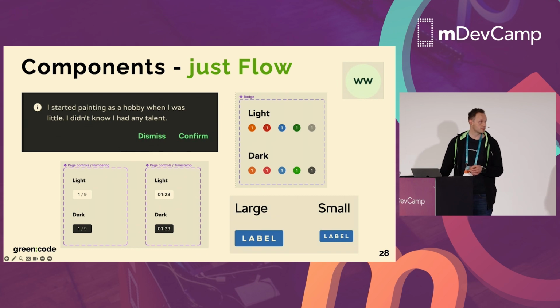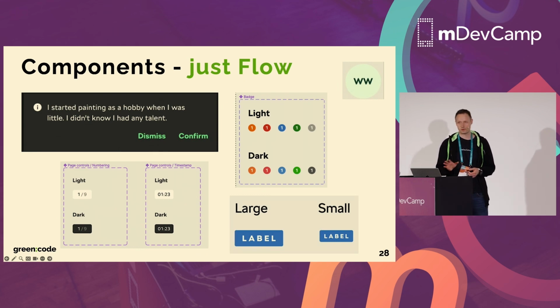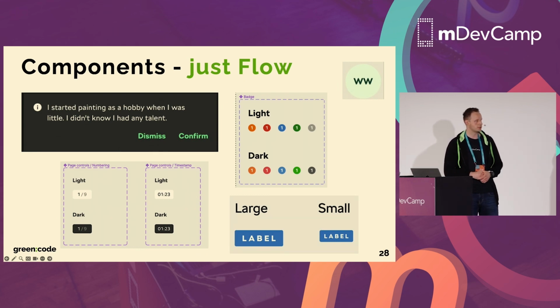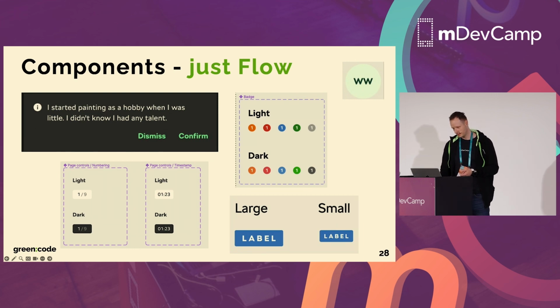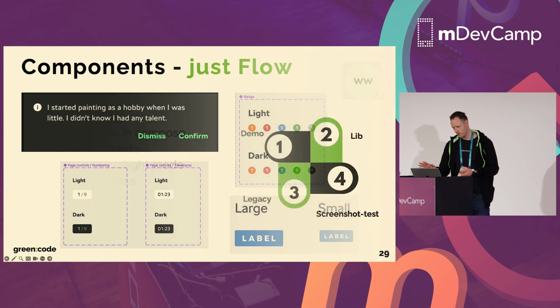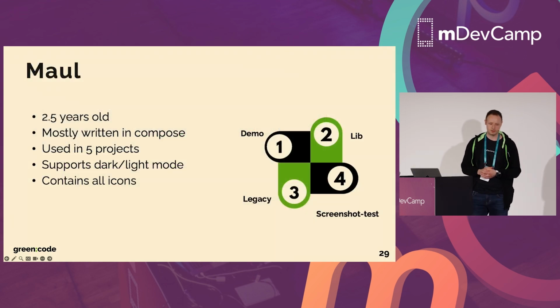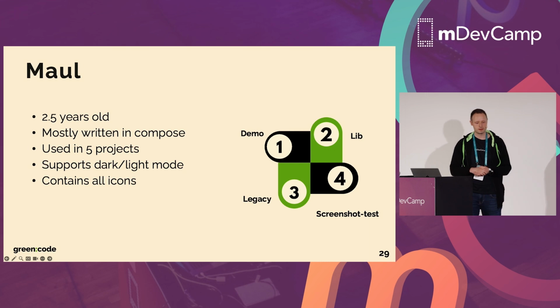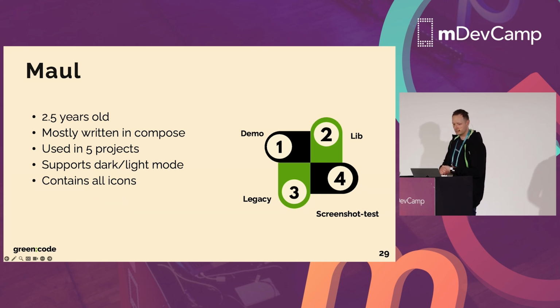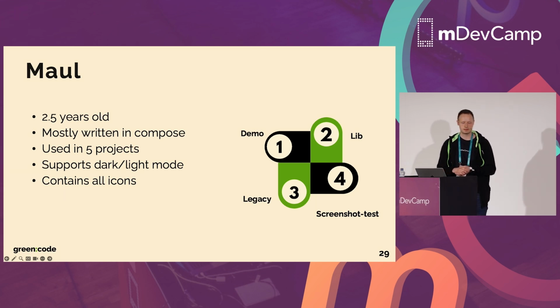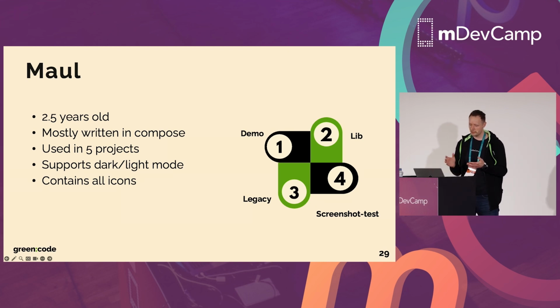And those components are only for Flow: banner, badge, label, etc. And now we are getting into the part with Mol. It's a 2.5-year-old library, mostly written in Compose. We have an old library with XMLs, but now it's not maintained, and I'm not sure if it's used somewhere. And it's used in 5 projects.